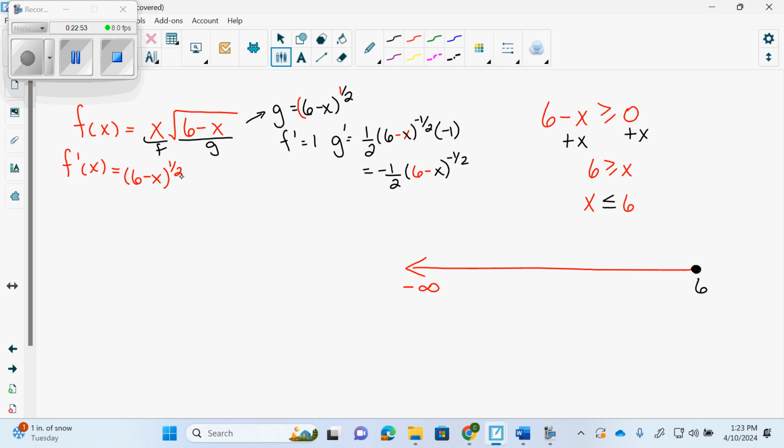So polynomials are easy. It's when we get to these other advanced ones. So we have G times F prime, which is 1, plus F, which is x, times G prime, negative a half, sorry, 6 minus x to the negative a half. G prime times x. So what can I take out of these? Yes.